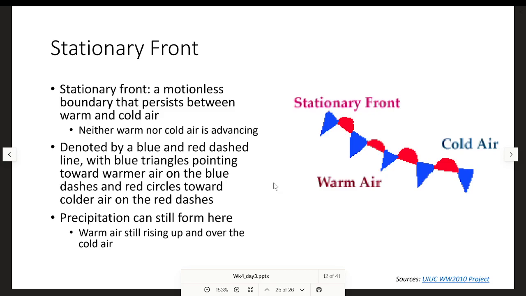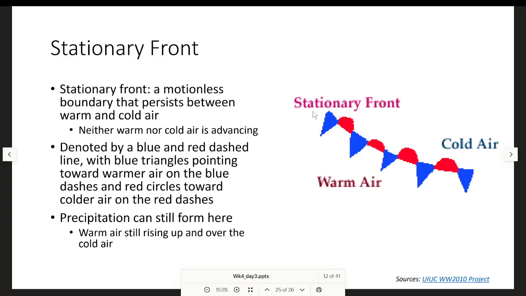The stationary front. We saw this on that diagram. This is a motionless boundary that persists between warm and cold air. So neither warm nor cold air is advancing, it's just staying in place. So you have cold air up here, warm air down here. It's denoted by a blue and red dashed line, with blue triangles pointed towards the warmer air and red circles pointed towards the colder air on the red dashes. You can still get precipitation here. Warm air is still rising up and over the cold air.